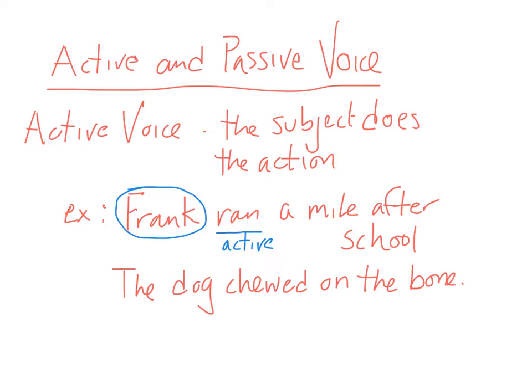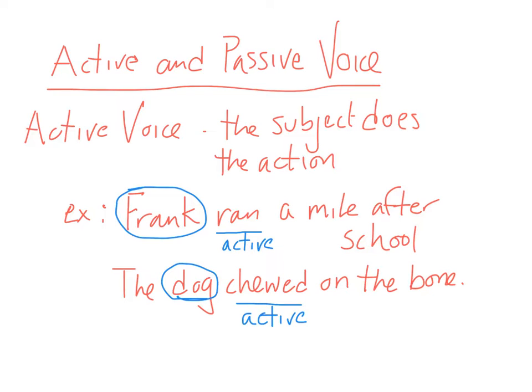or in this case, he ran a mile after school. So if you try the second one, the dog chewed on the bone. Again, our verb is chewed. All right. And then we want to ask who or what before the verb. Who or what chewed on the bone? The subject's going to be dog. All right. So again, the subject is doing the action. So that's why this sentence is going to be active voice.